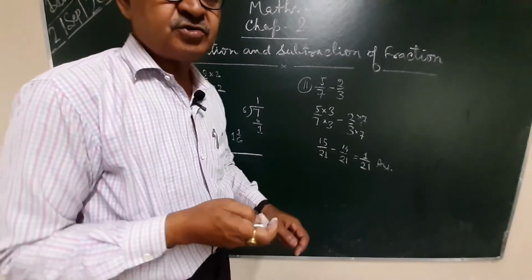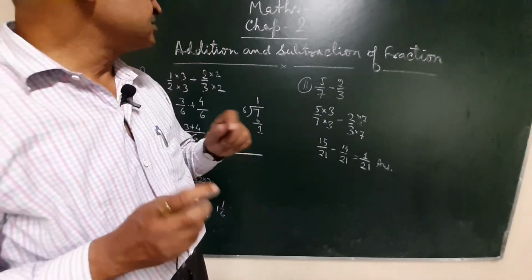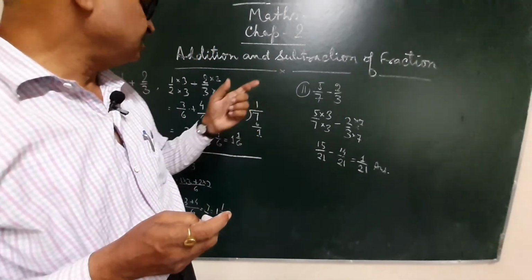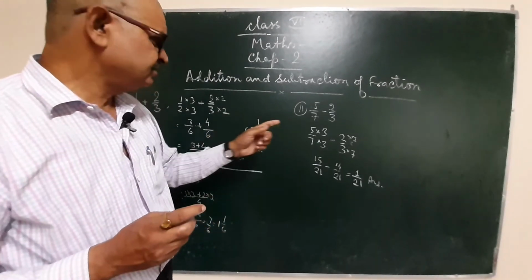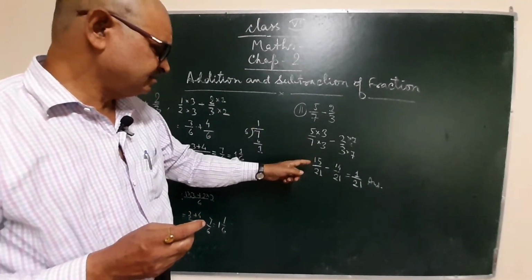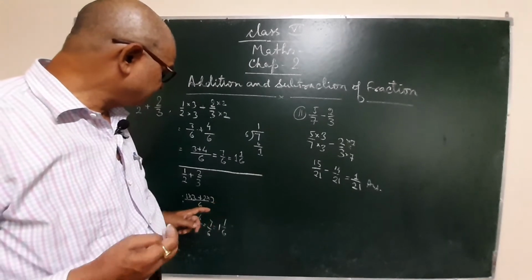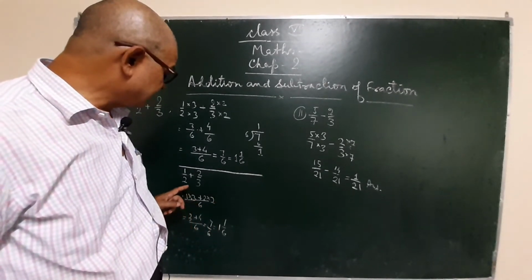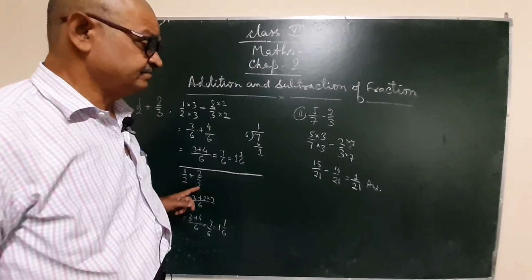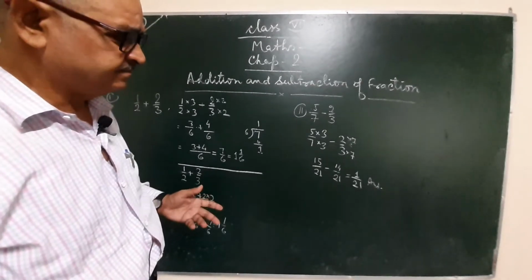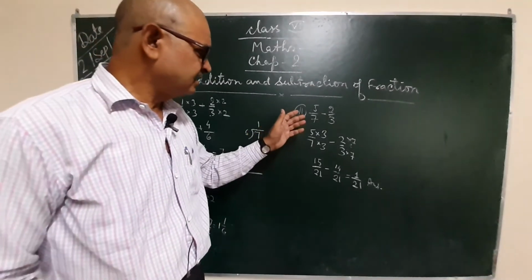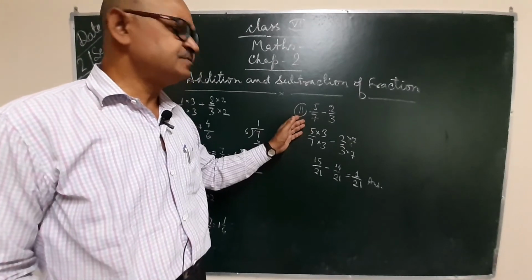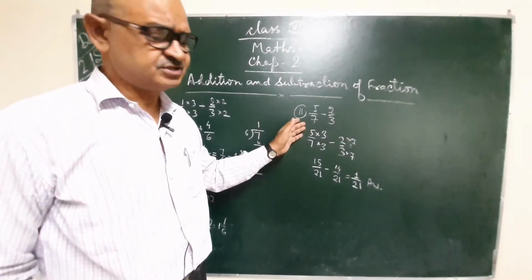These are two ways of solving addition and subtraction. One way is making the same denominator and the other way is taking the LCM of both denominators. Both are the same, but this process is easy to understand and to do questions.